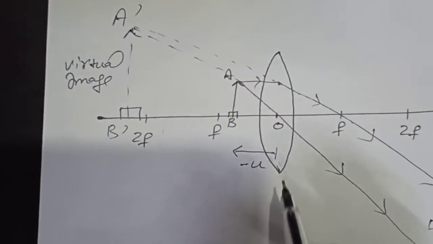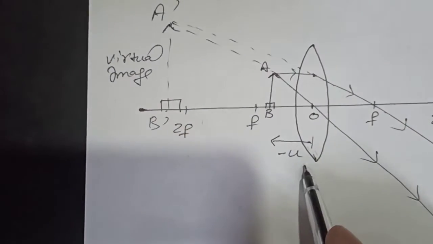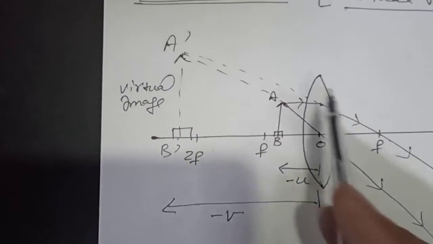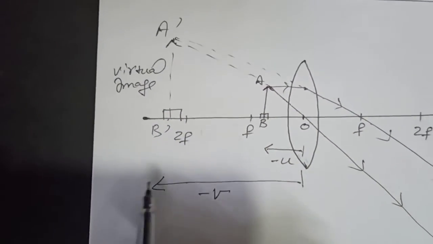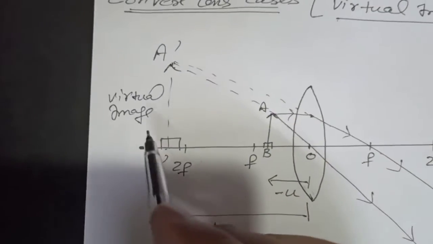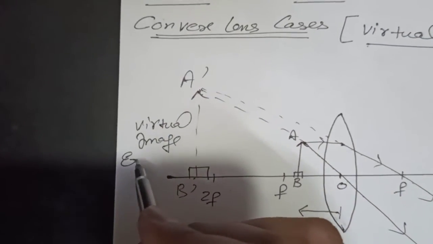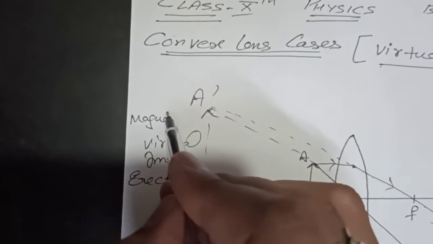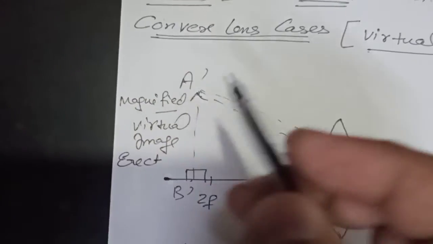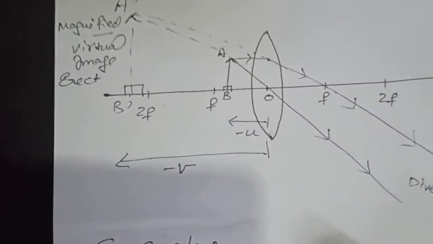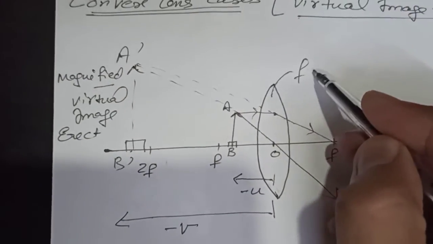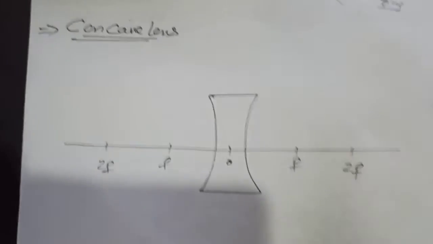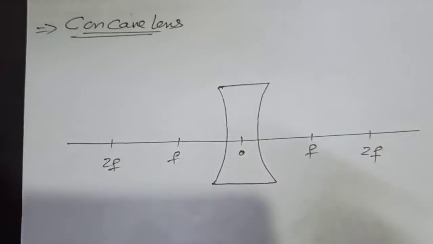virtual image formed. So up to B dash we note from O we use minus v. Why? Rays are coming in this direction, we are noting in the opposite direction. So here it is a virtual image, erect image and magnified image. Now the focal length of a convex lens is always positive. We will take that. Now another case is for concave lens.